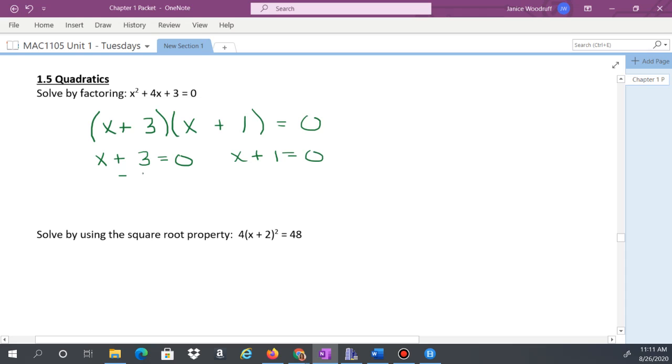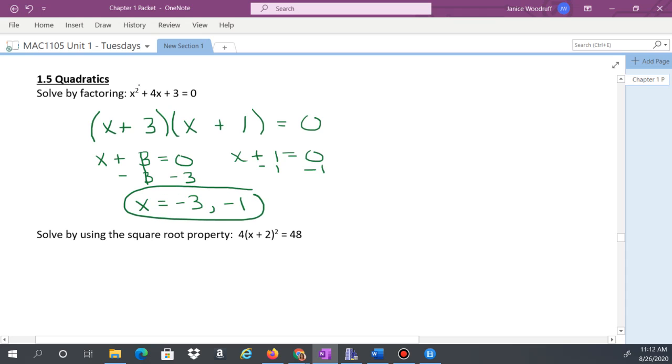So here I would subtract 3, and these cancel. 0 minus 3 gives us negative 3. And then here I'm going to subtract a 1, and 0 minus 1 gives me a negative 1. So my answers are negative 3, negative 1.